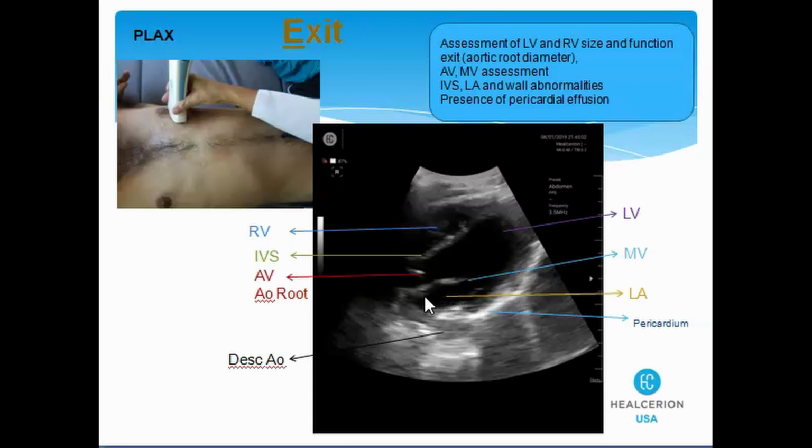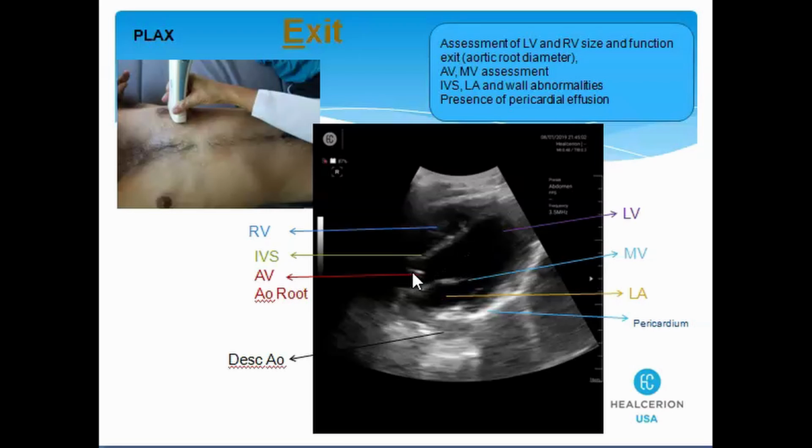So this anechoic cavity is the left atrium, and these are the two moving structures, which are the mitral valve. They open into the left ventricle, so left atrium opening into the left ventricle, and the left ventricle will look more like an oval, lobulated structure, which is moving.